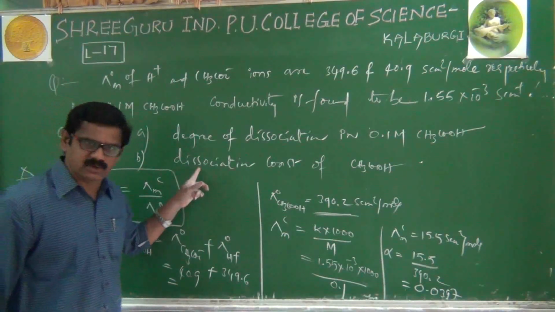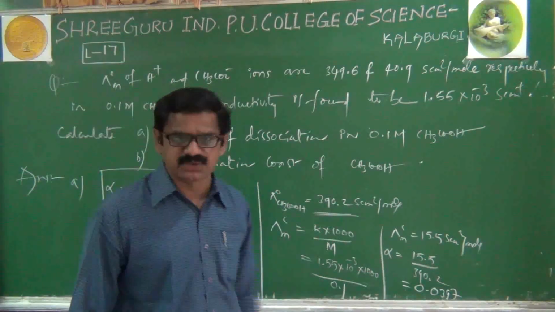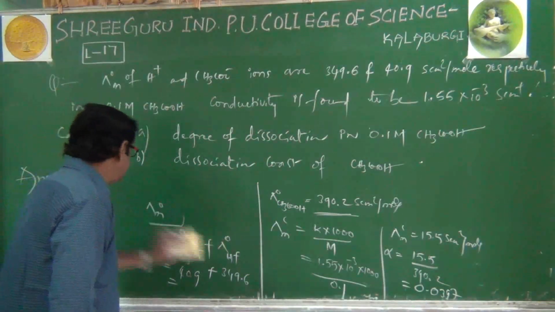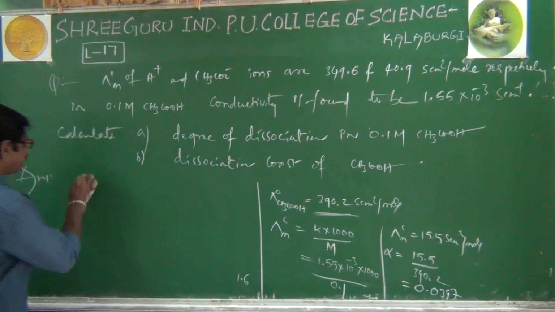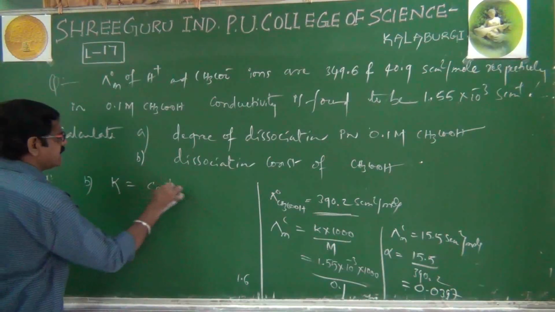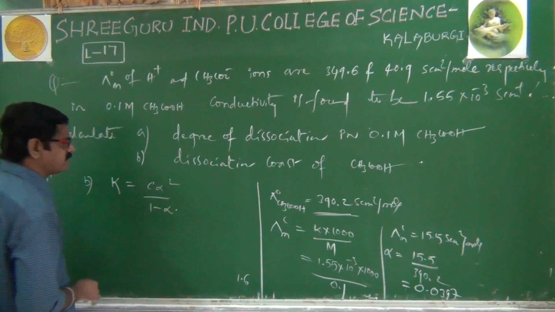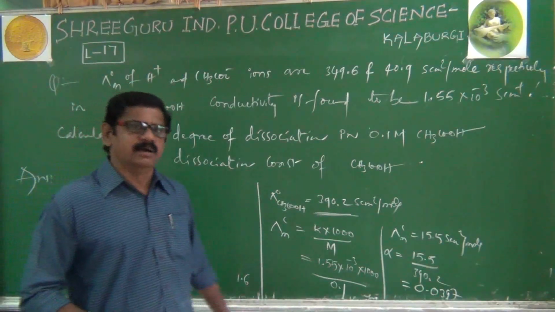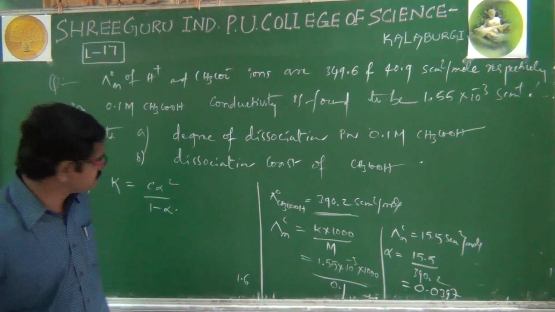Then we'll go to the second question, that is the dissociation constant. Dissociation constant I will find here only. Already you know the formula: K is equal to C alpha square by 1 minus alpha. In the last video we discussed this dissociation constant formula based on Ostwald's dilution law, of course.